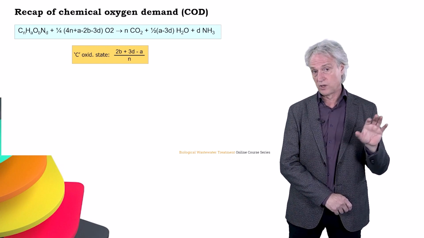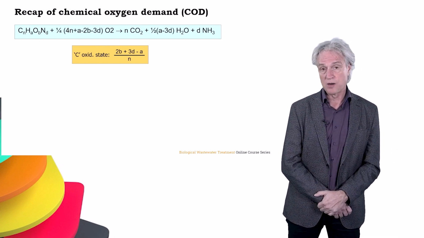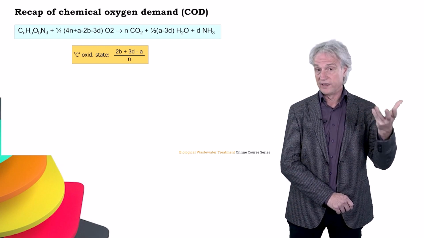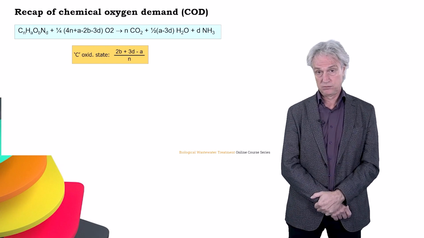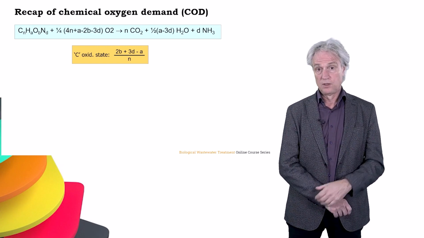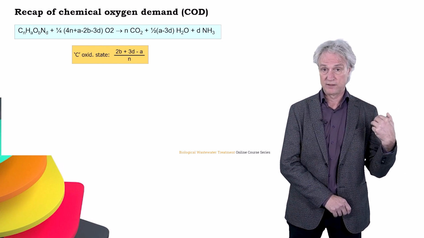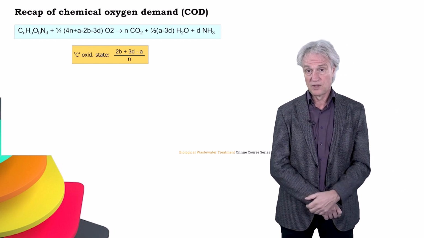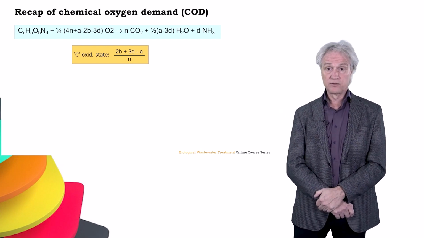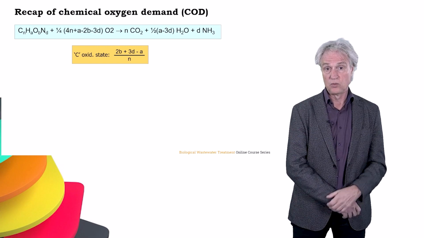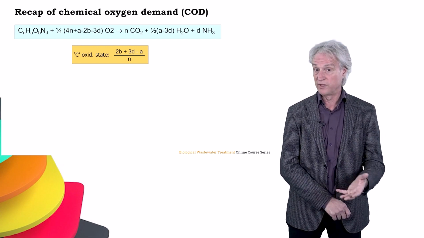4n refers to the carbon, so the amount of electrons that can be released or taken up by carbon. Carbon can donate 4 electrons or can take up 4 electrons. If it takes up 4 electrons, then it is completely reduced. And when it donates 4 electrons, then it's completely oxidized.